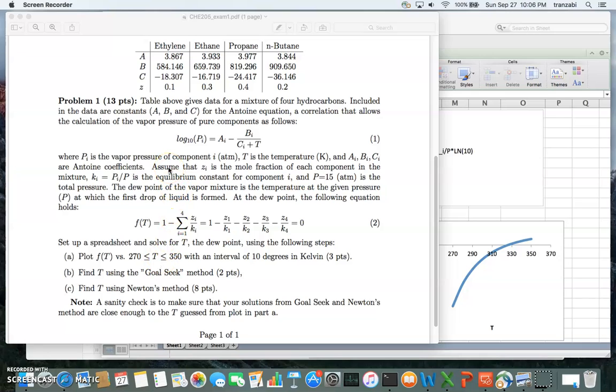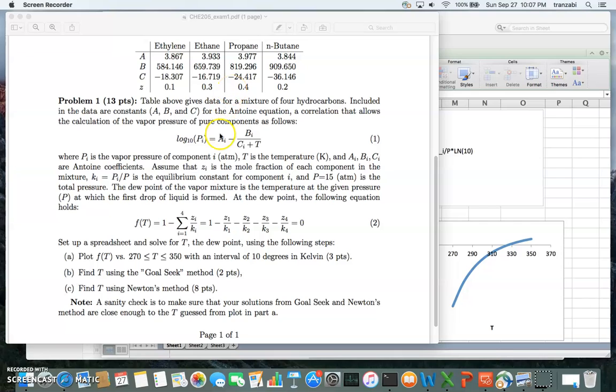So the first problem is to find the root of a function, which is very similar to example 1.6 of the textbook. I think 1.6 or 1.7. We have a gas made of 4 components: ethylene, ethane, propane, and butane. We have the coefficients of the so-called Antoine equation, A, B, and C for every component. We also have the mole fraction, Zi, given on the bottom of this table.